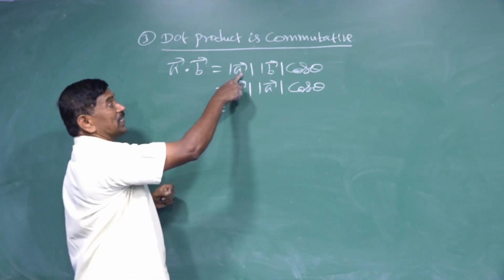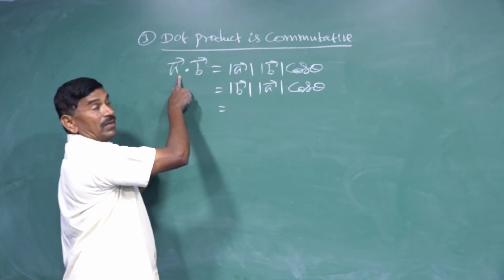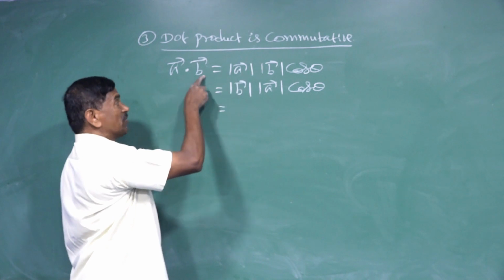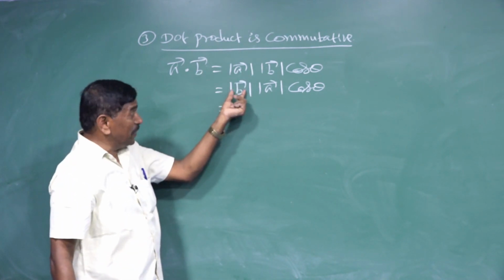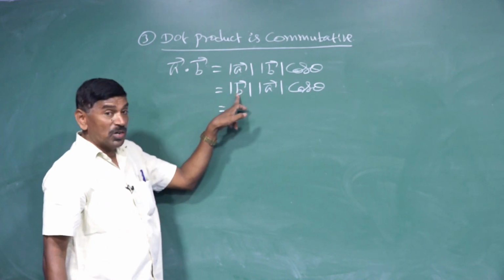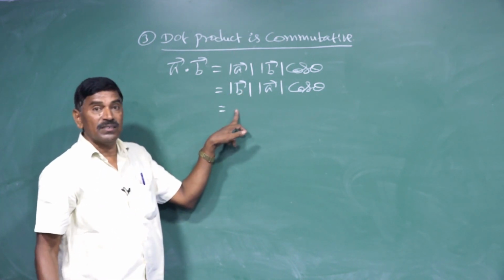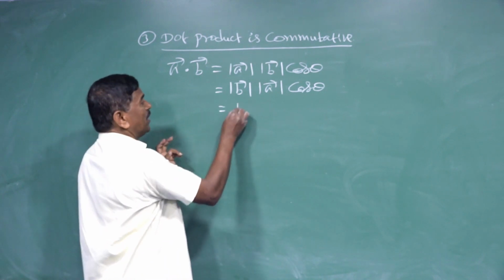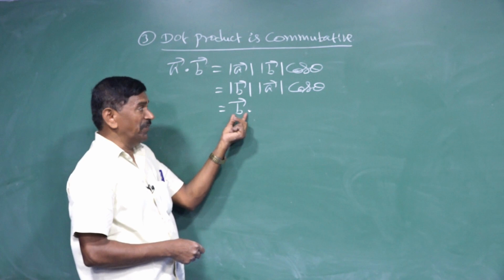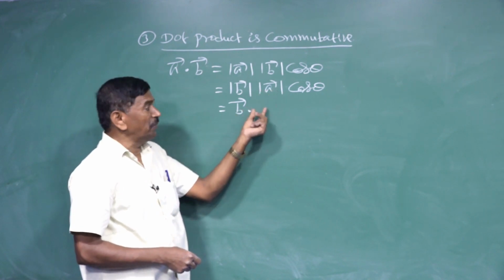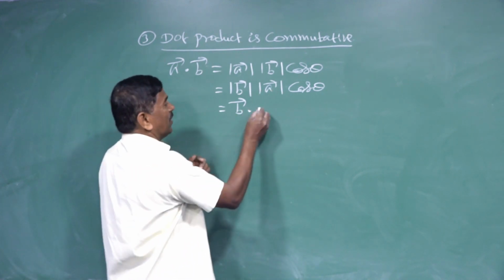Converse means here first modulus A vector, so that is why first A vector. Second modulus B vector, that is why second B vector. Now can you tell me, first modulus B vector, that is why what is first? Very good, B vector. First modulus B vector, therefore first B vector. Second modulus A vector, therefore second A vector.